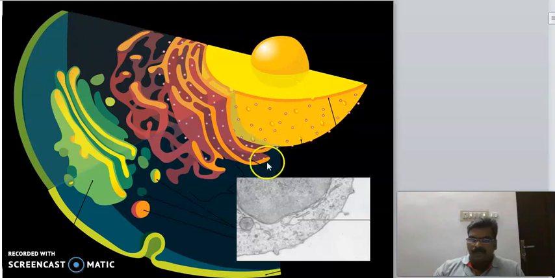This is the simulated view of a cell. This is the nucleus, in yellow color. Close to this, you can see the endoplasmic reticulum. Then you can see the Golgi bodies, and this is the cell membrane. And if you see the scanning electron micrograph, this is the nucleus, and you can see the endoplasmic reticulum proximal to the nucleus.